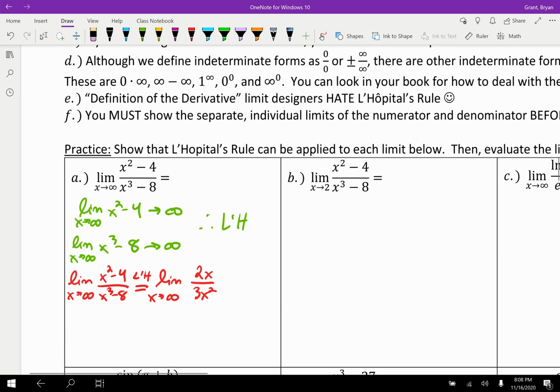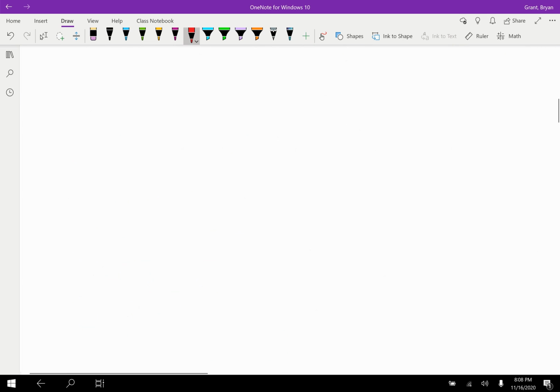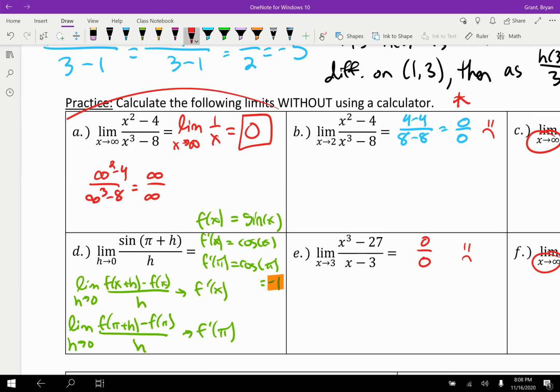However, can't we simplify this, right? The limit as x approaches infinity of 2 over 3x. The x's reduce. And then if you substitute in infinity, 2 over infinity is 0. And that is, of course, what we got earlier. And you might start to realize, well, wait, I was able to do that way faster just by using dominance. Why would I use L'Hopital's rule? And that's a great answer. And the answer is, hopefully you wouldn't.